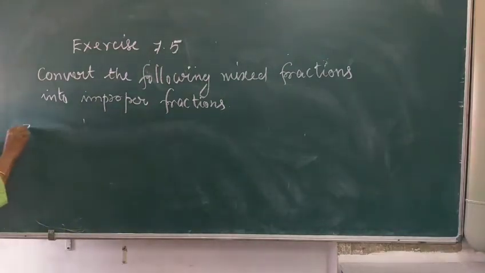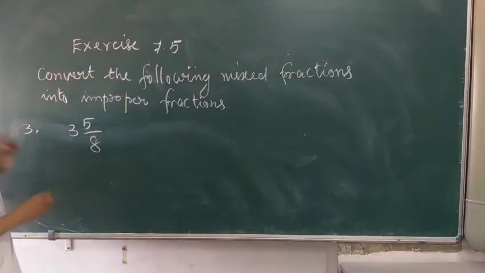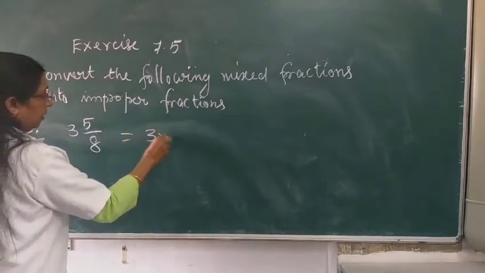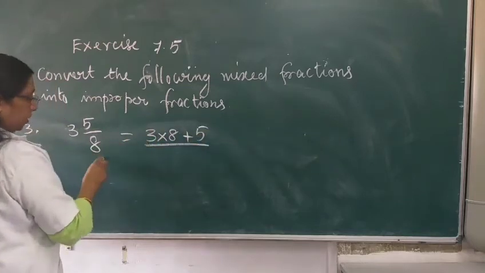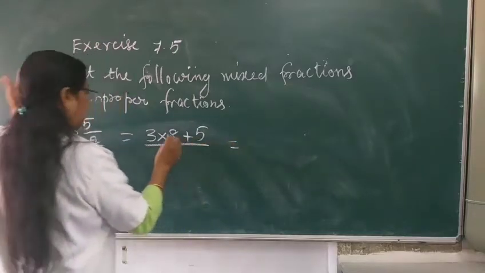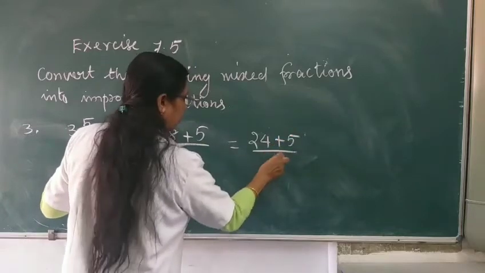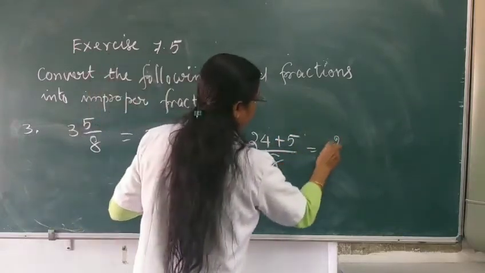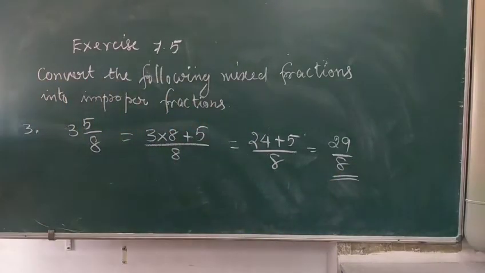Now third question. 3 5 by 8. Okay, 3 is the whole number and 8 is the denominator. Take their product, 3 into 8. Then add 5, that is the numerator. And what is the denominator? This 8. See, 24 plus 5. It's 29 by 8, that is the answer.